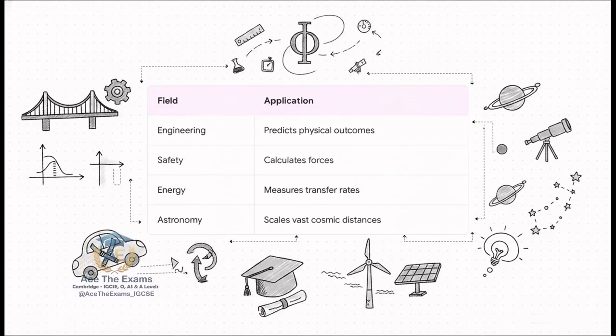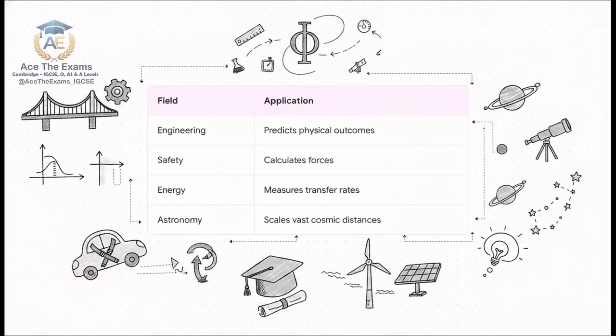To get the marks, you need to state how they use physics. They predict structural integrity by calculating stress in pascals and forces in newtons. In transport and safety, they don't just make cars crash better, they calculate kinetic energy in joules and deceleration to engineer crumple zones that increase impact time, thereby reducing the net force.